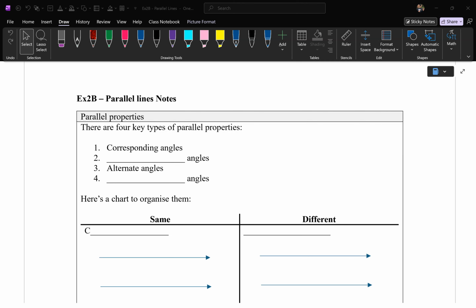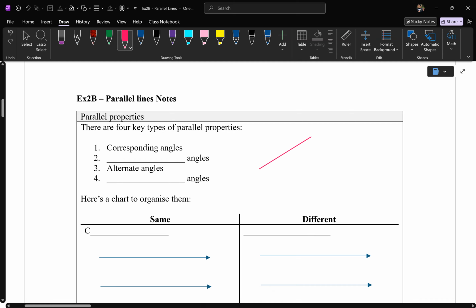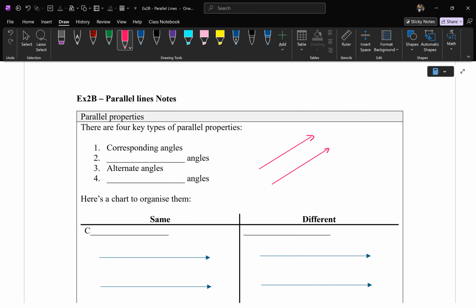Here we go. Exercise 2B. Now it's parallel lines. Now we know what parallel lines are. Parallel lines mean that you have two lines that run in the same direction, which we usually use arrows to indicate they're parallel. Okay? It means that they never cross.